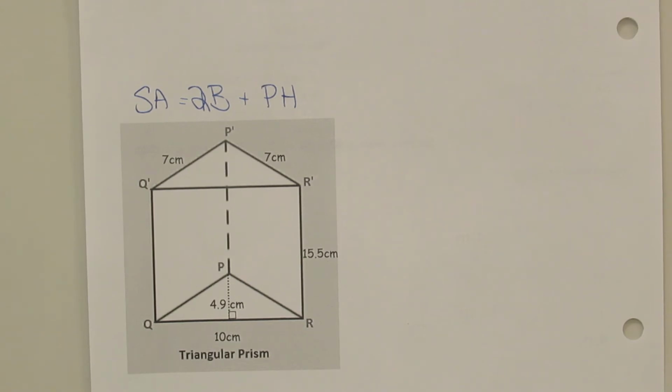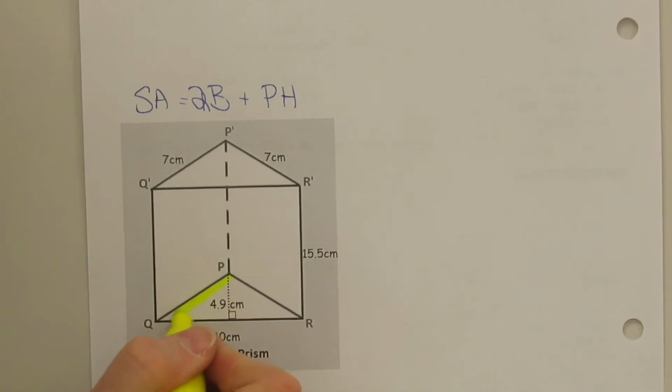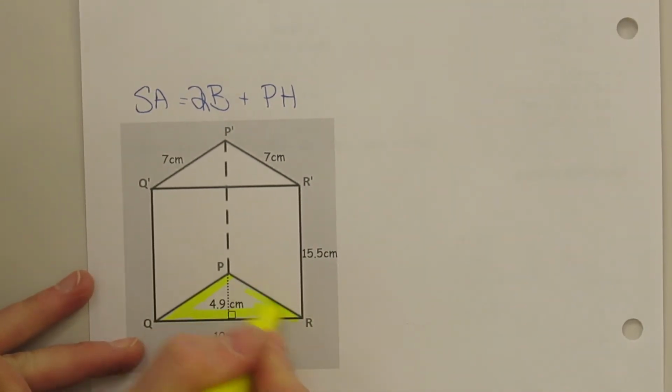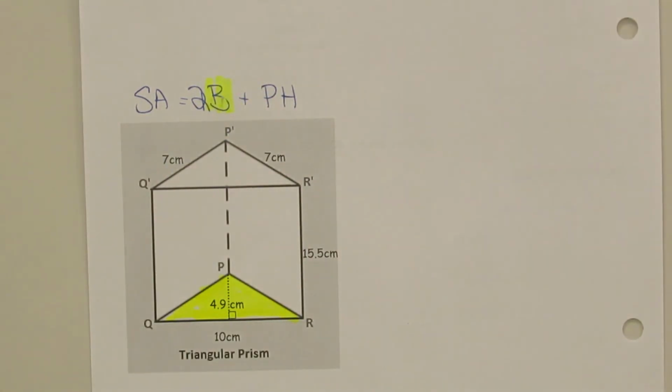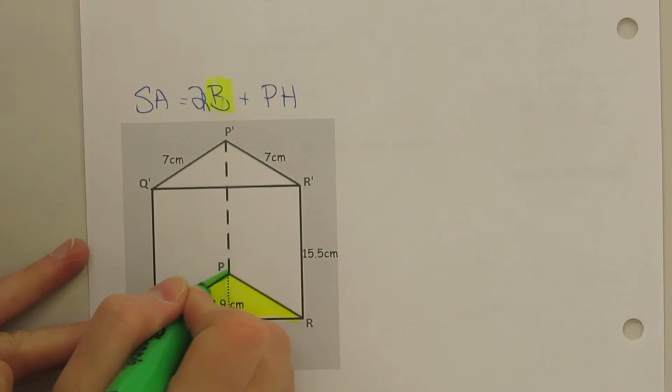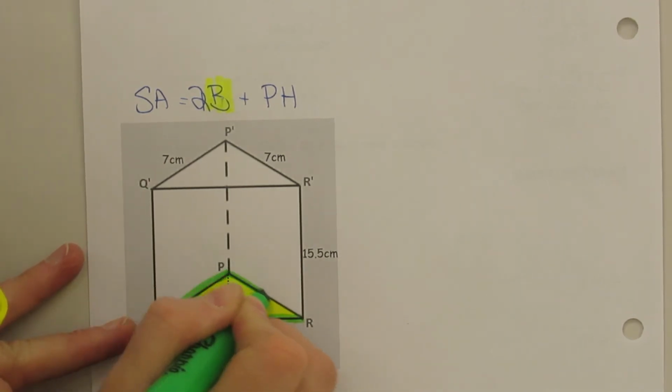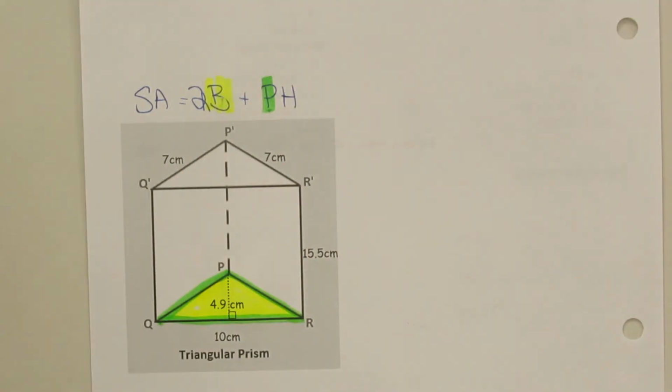Capital H, height of the overall prism. So I start with the triangular prism, which has a triangular base. That's my capital B that I'm going to look for, my area of the base. I'm going to have the perimeter of the base. That's going to be my capital P.